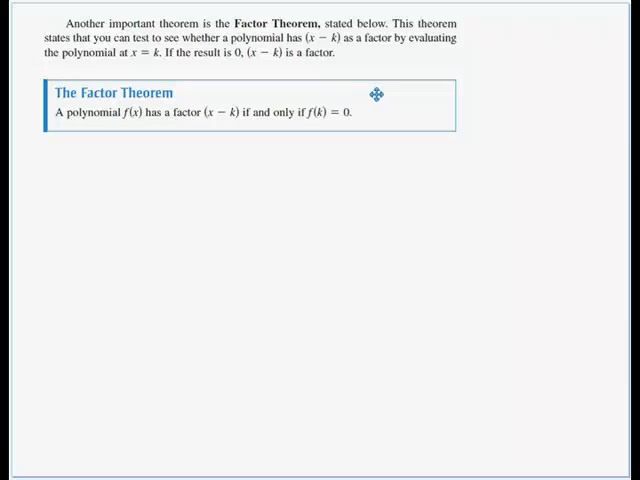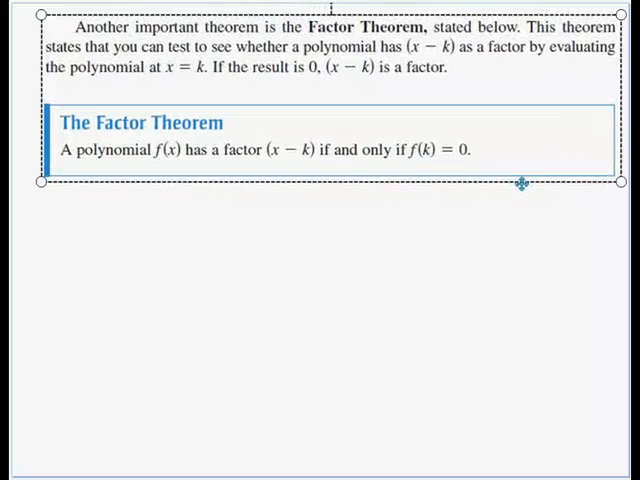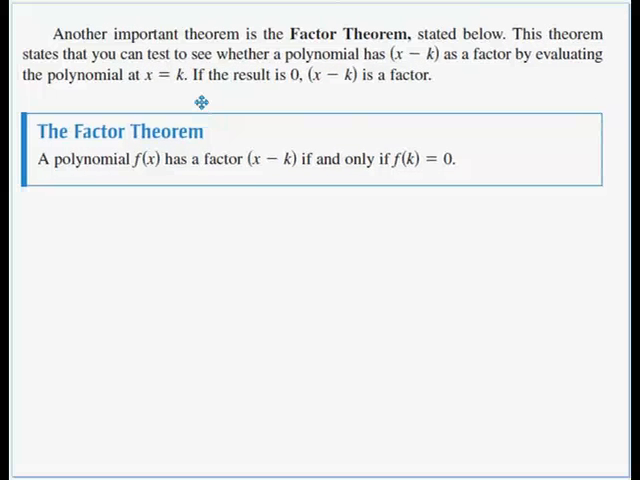And we also have another theorem, the factor theorem. Another important theorem is the factor theorem stated below. This theorem states that you can test to see if a polynomial has x minus k as a factor by evaluating the polynomial at different values of k. If the result is equal to 0, then x minus k is a factor. That just means there's no remainder, so it would divide in there evenly.